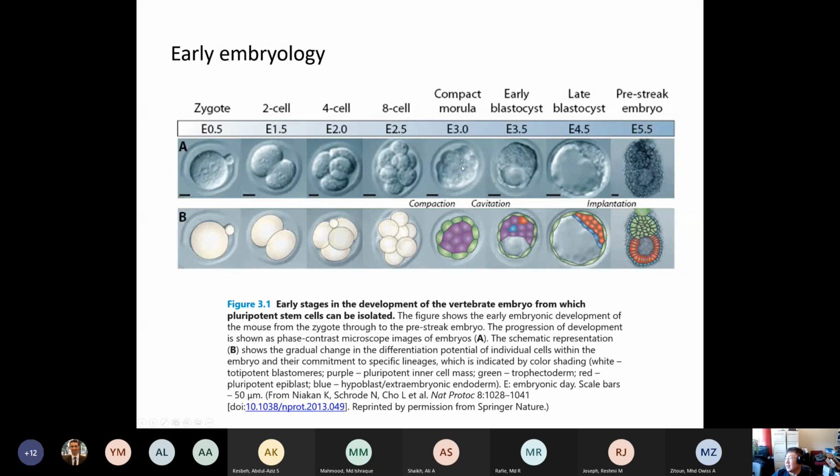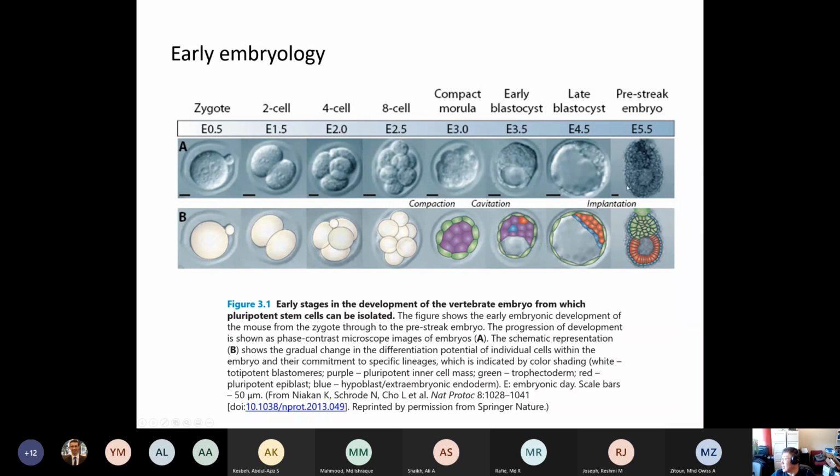The compaction, the cells now compare. You can compare the 8 cell stage and this stage. It's called compact morula for a reason, because the cells now squeeze against each other. The cell mass becomes compact. The early blastocyst is when the cells move to one end of the embryo, creating this mass called inner cell mass. But at late blastocyst, they start to implant.